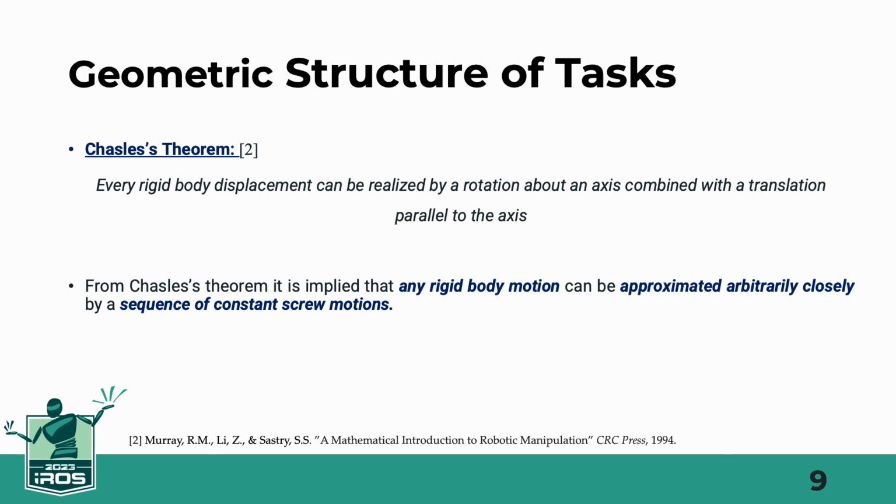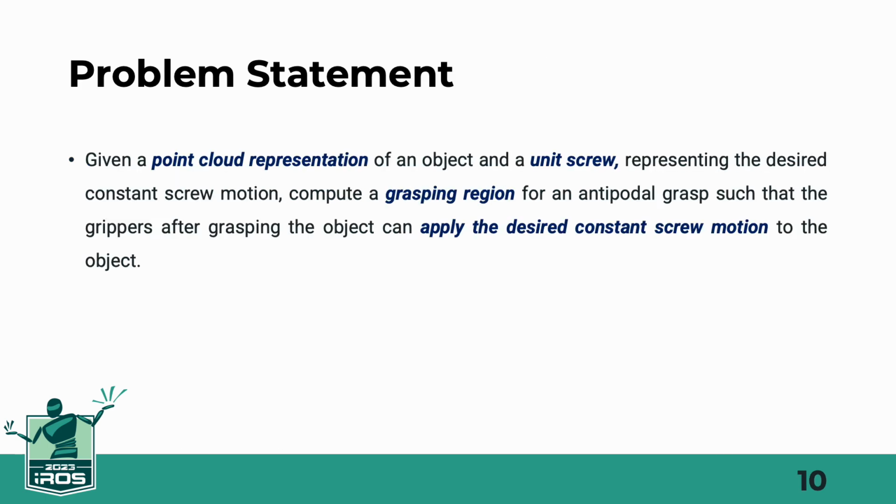This is motivated by Chasles' theorem. From Chasles' theorem, it is implied that any rigid body motion can be approximated arbitrarily closely by a sequence of constant screw motions. Now, our problem statement can be written as: given a point cloud representation of an object and a unit screw representing the desired constant screw motion, compute a grasping region for an antipodal grasp such that the grippers after grasping the object can apply the desired constant screw motion to the object.